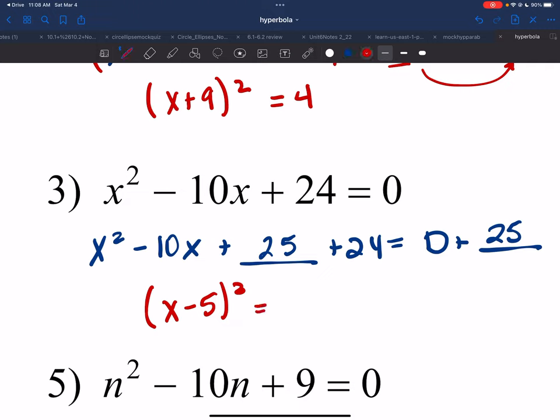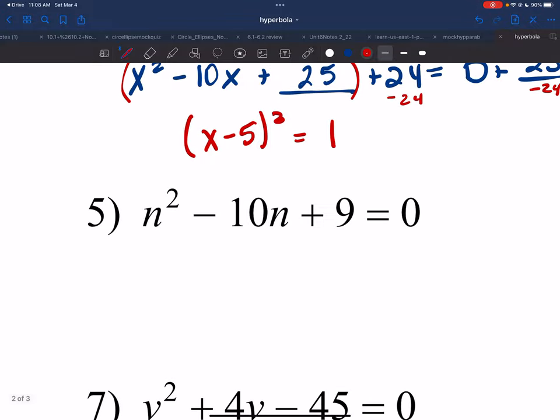Now what I do is I go ahead and subtract 24 from both sides so that I'm left with just my perfect square on this side, and on the other side I'm left with 1. So if I wanted to solve this, again, I could take the square root of both sides. X minus 5 is equal to 1, so x is equal to 6.